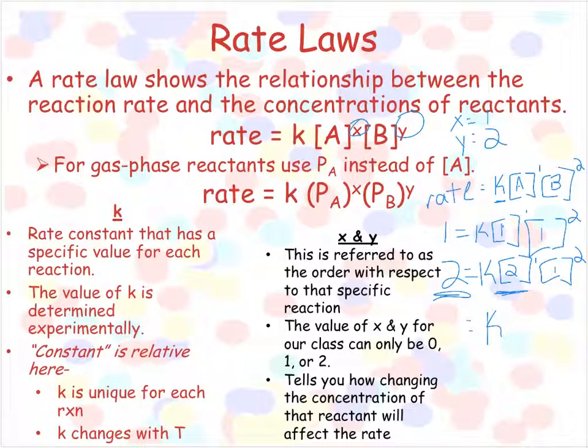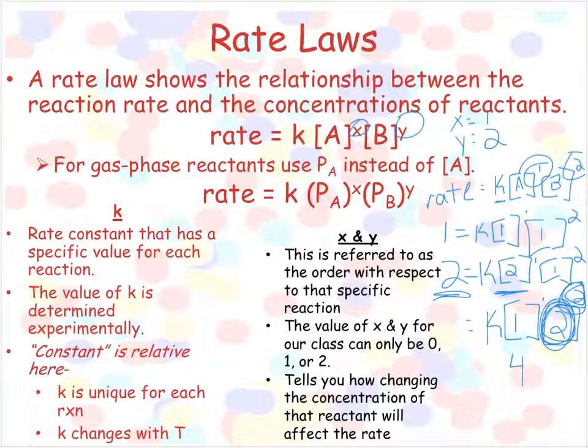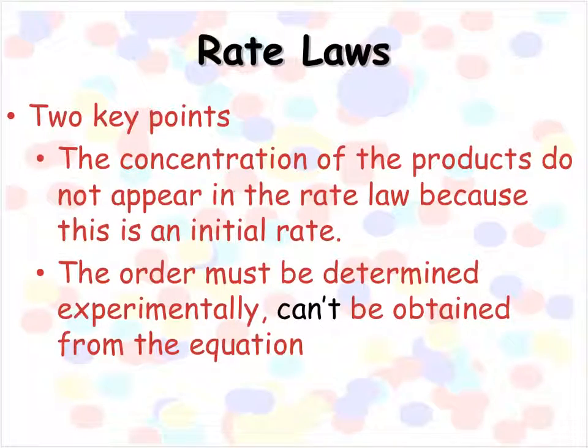Now, let's look at this in terms of B. So B's got the 2 up there. So if this was 1 again, but this time we changed the B to 2, now you see that this gives us a 4, right? So that means that we doubled the concentration of B, and because of this square, that quadrupled the rate. So basically, this exponent is just telling us to what effect the concentration of that reactant affects the rate.